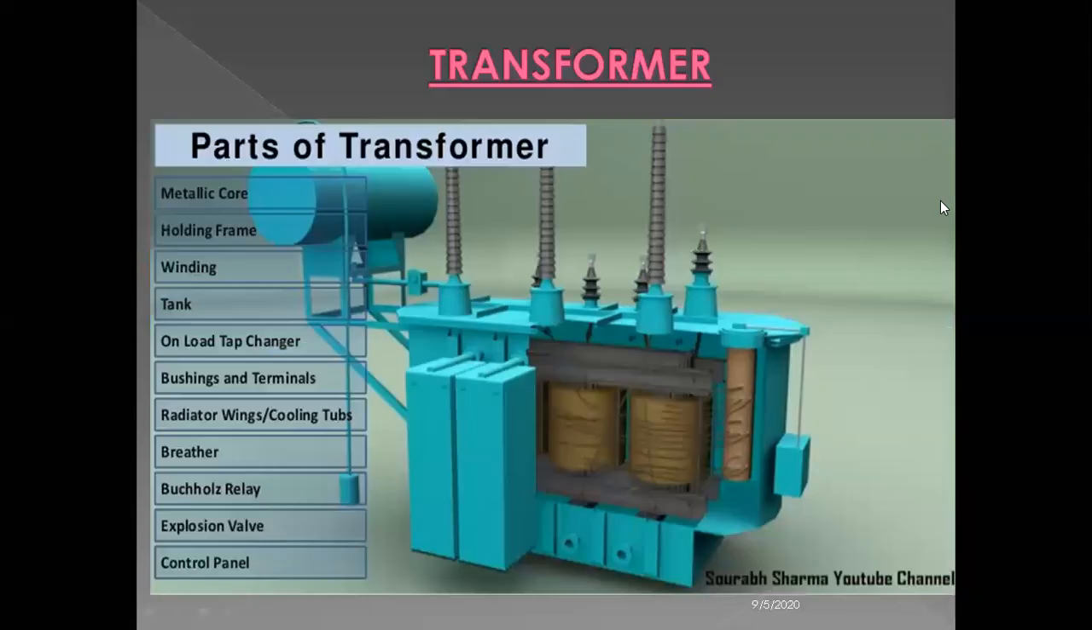Now if you see a transformer, this is the slide where I represent the various parts of the transformer. The parts are the metallic core, frame, winding, tank, tap changer, bushings and terminals, radiator wings, cooling tubes, breather, Buchholz relays, expulsion valves, and the control panels. These are the internal and external parts of any transformer that you can take.